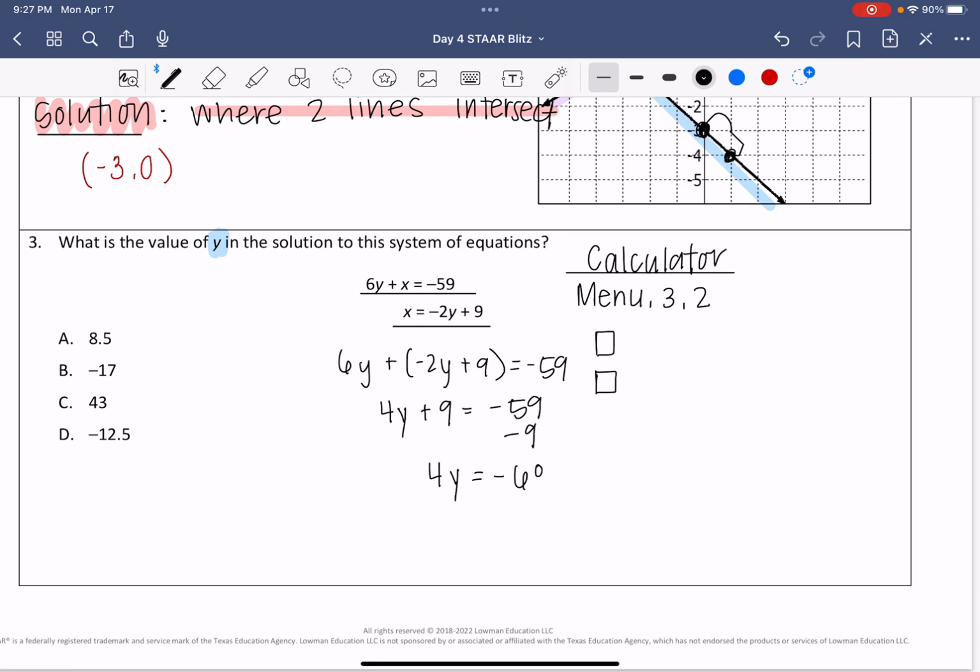Negative 68 divided by 4. Y equals negative 17. So your answer should be B here. But in your calculator, you're going to get an X and a Y value. You're going to choose that second value, because it's wanting the Y in the solution. In this case, I solved it by hand, but you get negative 17.